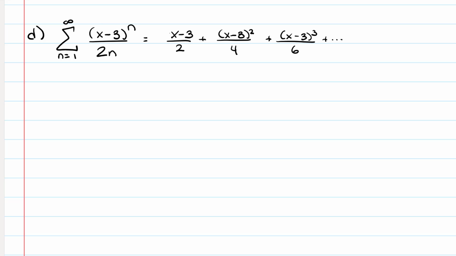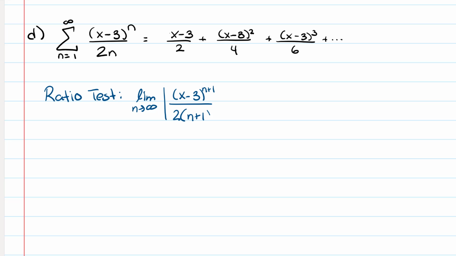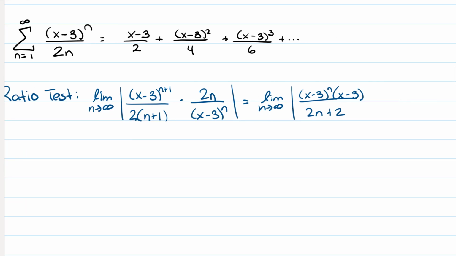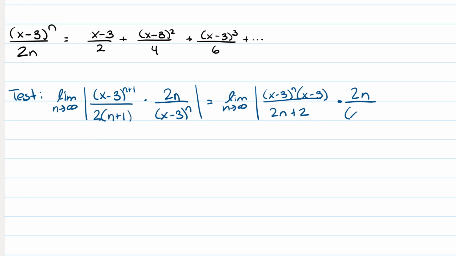Alright, so we're going to look at this last series right here, which is series from 1 to infinity, x minus 3 to the n divided by 2n. So again, we're going to implement that ratio test. So it's the limit as n goes to infinity, and then it's going to be x minus 3 to the n plus 1 divided by 2 times n plus 1, times, and then I write this original but taking the reciprocal. So now the next thing I do is I clean that up a little bit. The limit as n goes to infinity, x minus 3 to the n, x minus 3, over 2n plus 2, times 2n over x minus 3 to the n.